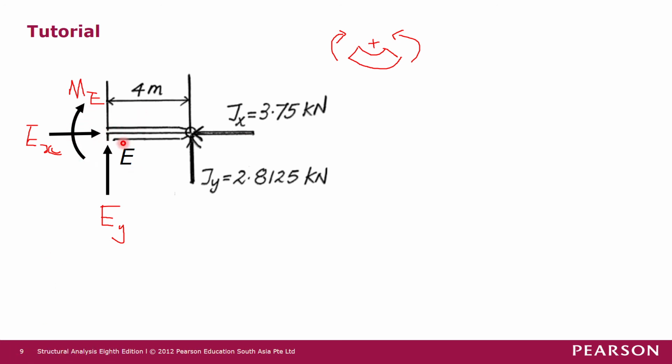So this ME is on the left hand side of the element. On the left hand side of the element we have a moment which is clockwise for the positive bending moment sign convention. So we assume ME in the positive direction for the bending moment. In this case, to solve for ME, by summing moment at joint E, we can eliminate EX and EY from the equilibrium equation.